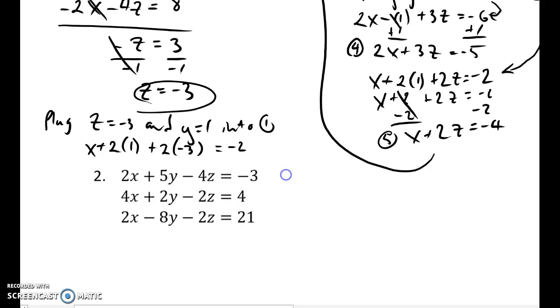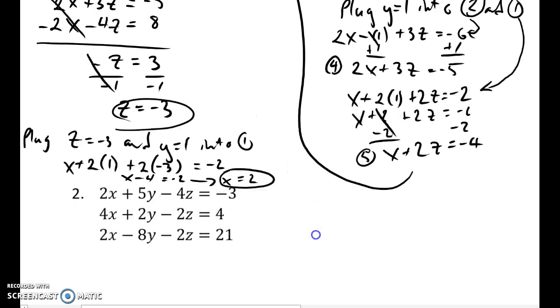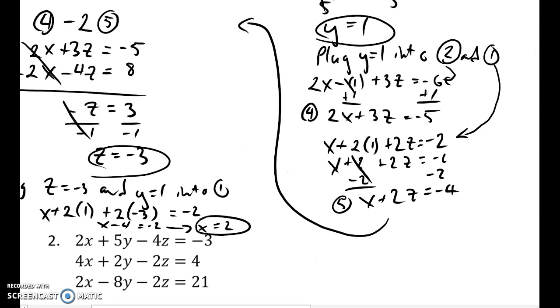I combine like terms: 2 minus 6 is negative 4, so this would be x minus 4 equals negative 2. I add 4 to both sides, and I get x equals 2. So I have x equals 2, y equals 1, and z equals negative 3. I'll have the coordinate triple here instead of a pair: 2, positive 1, and negative 3. And those would be my intersection. Okay, I hope this helps.